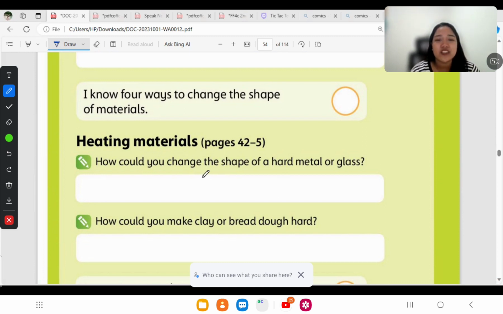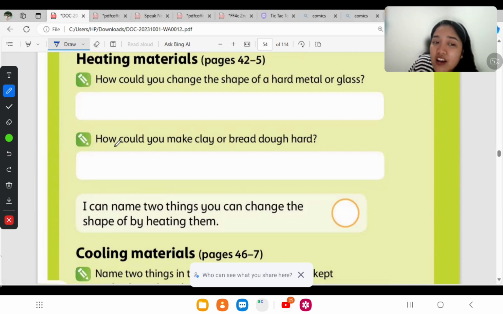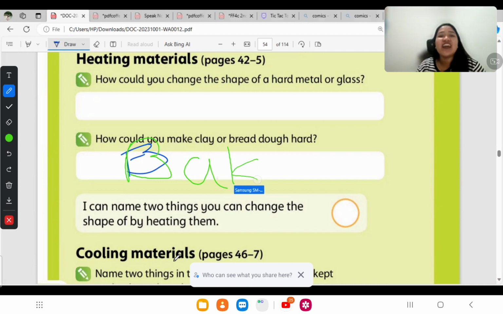How about the second question now? How could you make clay or bread dough hard? By heating. Other word for heating. We bake. It's letter B. Very good. Baking. So in making a pot or making bread dough hard, we bake it.